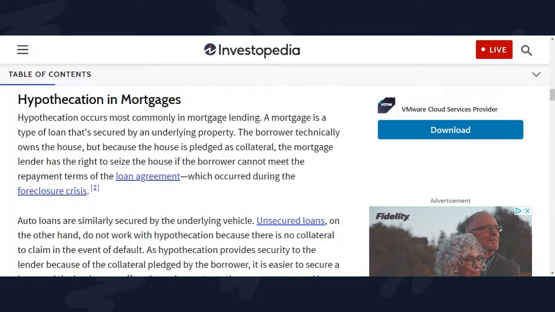Hypothecation in mortgages. Hypothecation occurs most commonly in mortgage lending. A mortgage is a type of loan that is secured by an underlying property. Now, in the bank, in the housing industry, where you're buying all these houses and everything, what you're doing is you're trading the underlying property for an overlying property. The overlying property is the house that's patently clear and observable on the land. However, those are merely premises. It's the actual structure itself. You never bought the land. You cannot buy and sell the land.